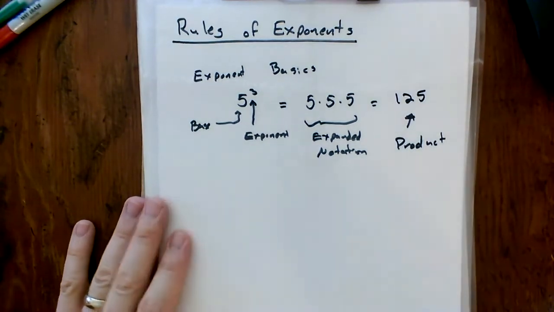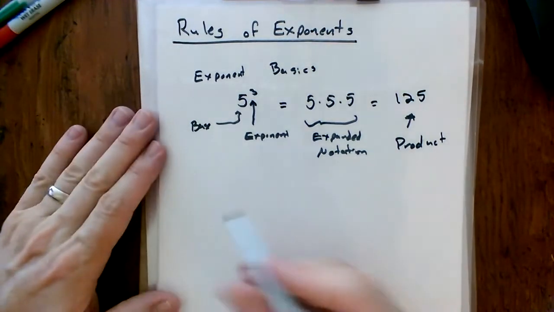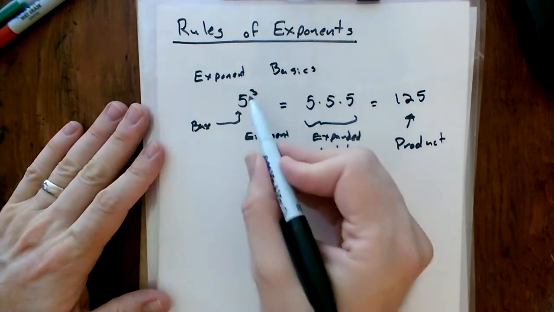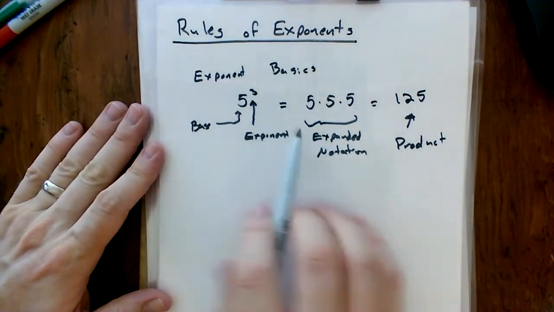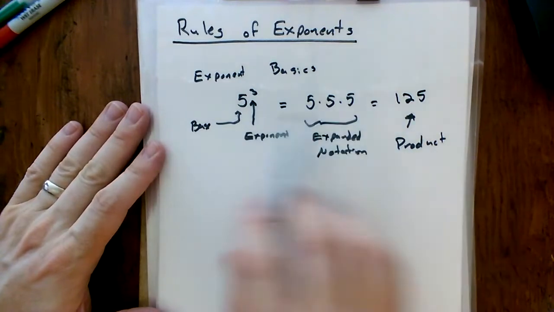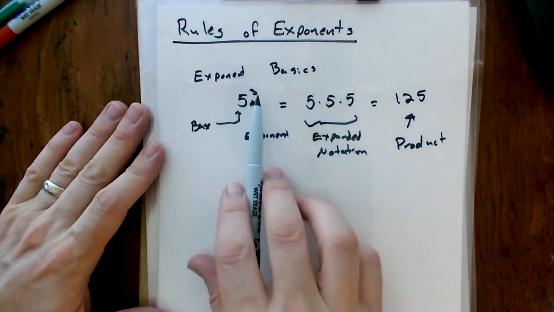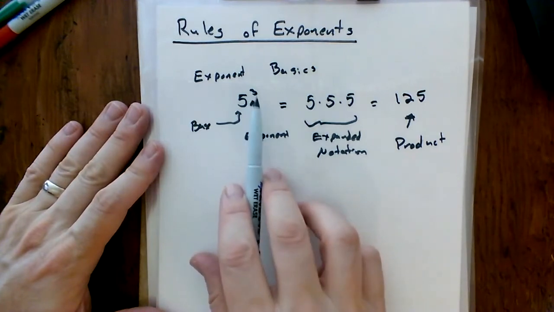Now, one thing I do like to point out is there is no such thing as a naked exponent, so you can't just have an exponent. Notice that this 3, I'm never multiplying any 3's in here. I am multiplying 3 times, but I'm not multiplying the number 3 at all.